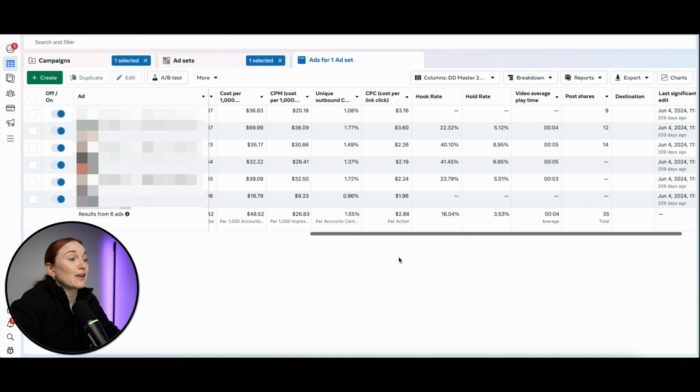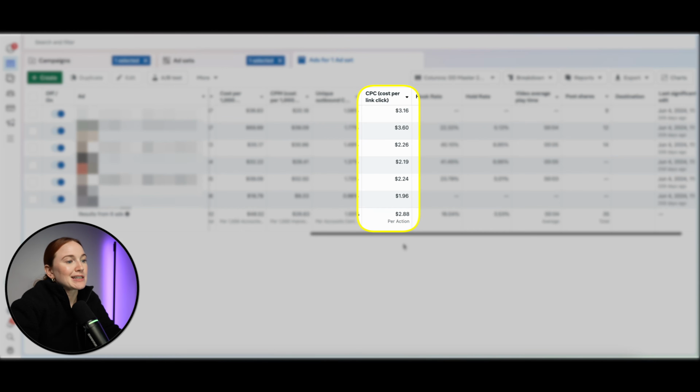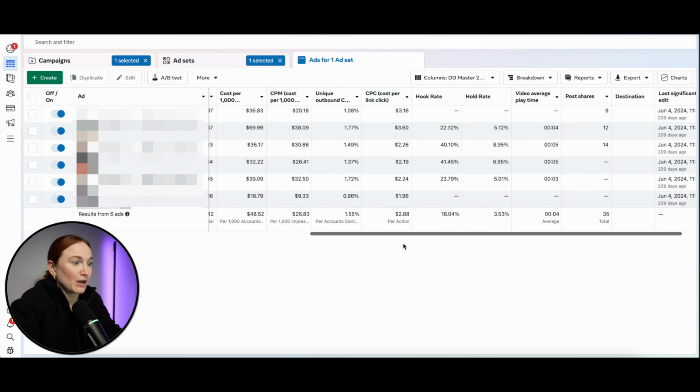And then I have CPC. Now, there isn't a CPC for unique outbound click-through rate, essentially. So I look at the next best one, which is cost per link click, which is just essentially going to tell me, hey, for someone to click on the link that goes to the landing page, what's the average cost of getting someone to click on that link?